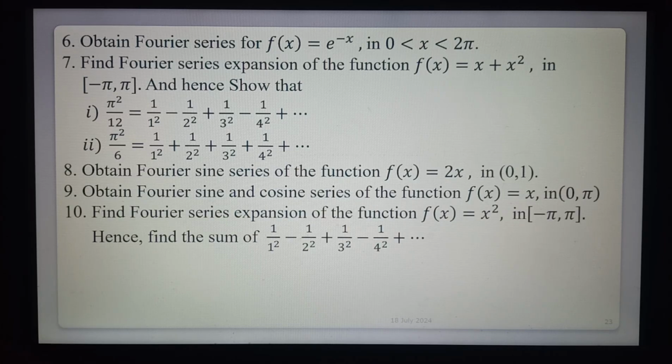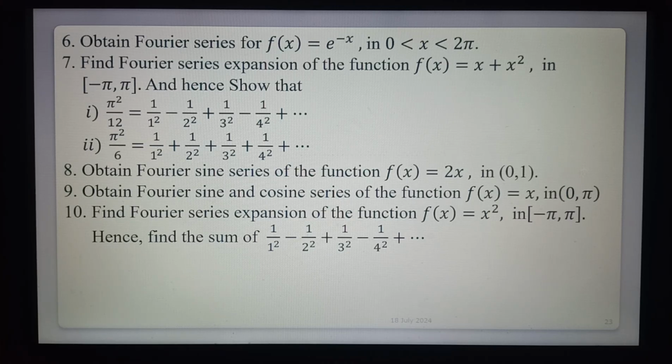And find Fourier series expansion of the function f of x is equal to x square in the interval minus 5 to 5. Hence find the sum of the infinite series 1 by 1 square minus 1 by 2 square plus 1 by 3 square minus 1 by 4 square plus up to so on.